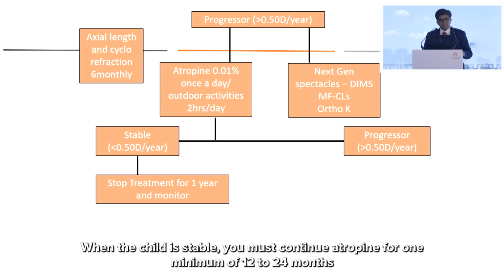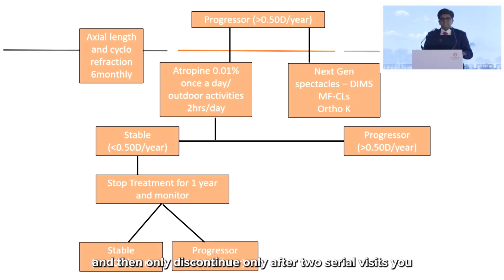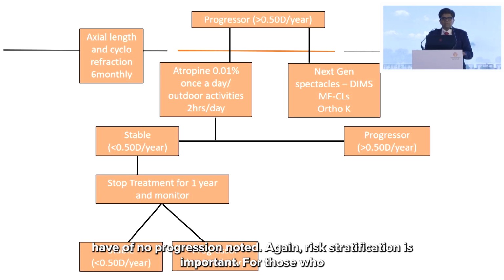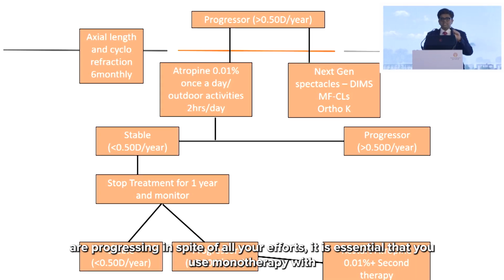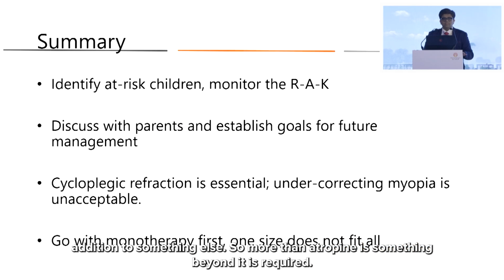If the child is stable, you must continue atropine for a minimum of 12 to 24 months, and then discontinue only after 2 serial visits with no progression noted. Again, risk stratification is important. For those who are progressing in spite of all your efforts, it is essential that you use monotherapy with addition of something else. So something beyond atropine is required.